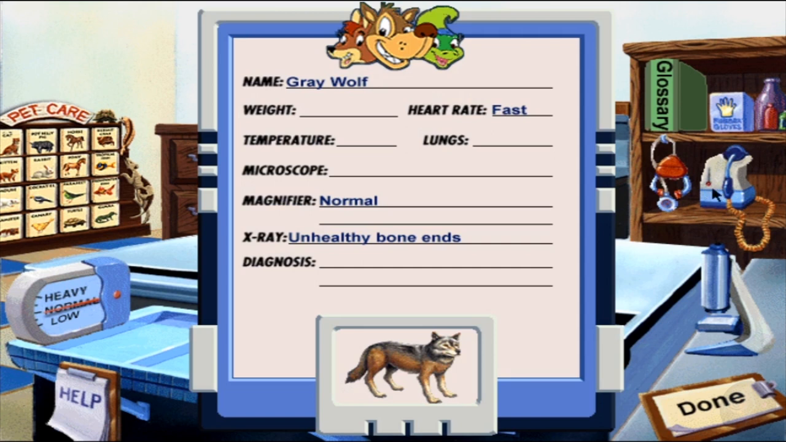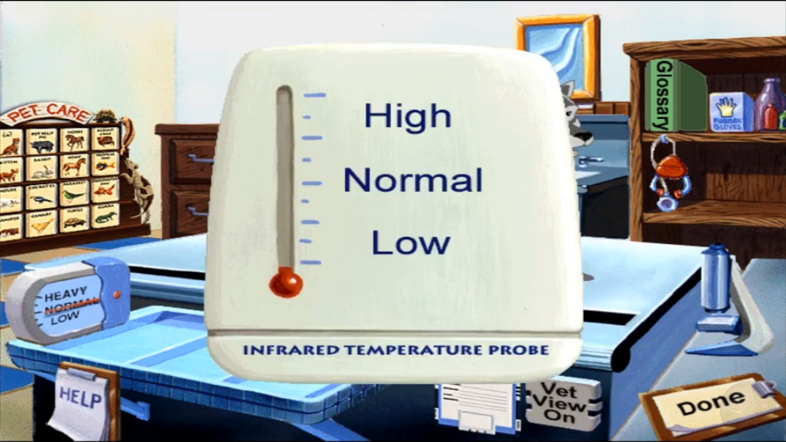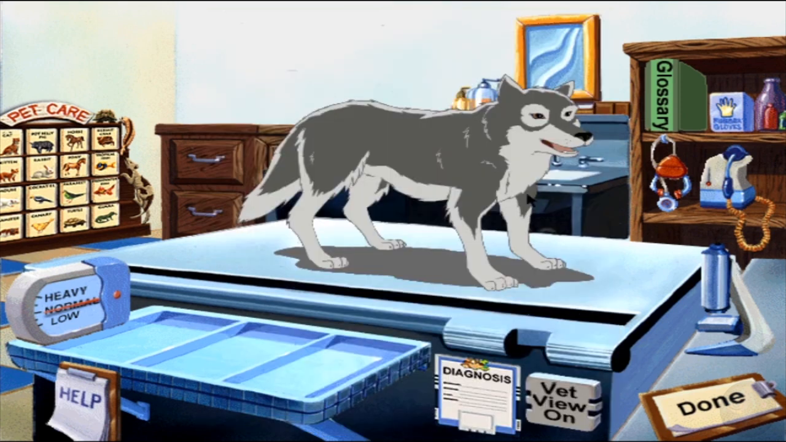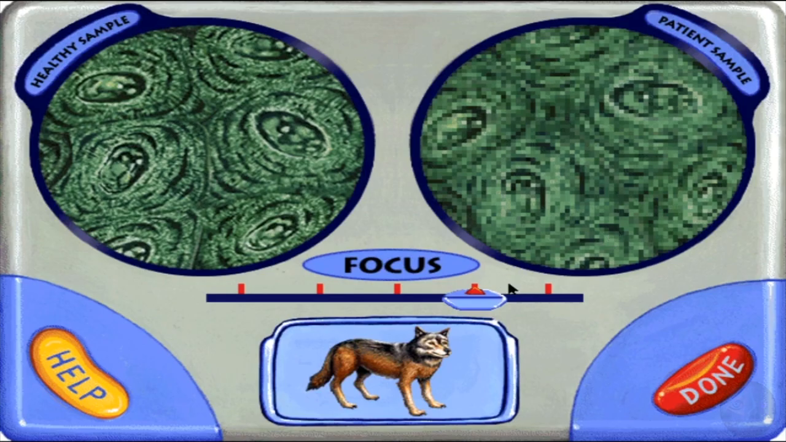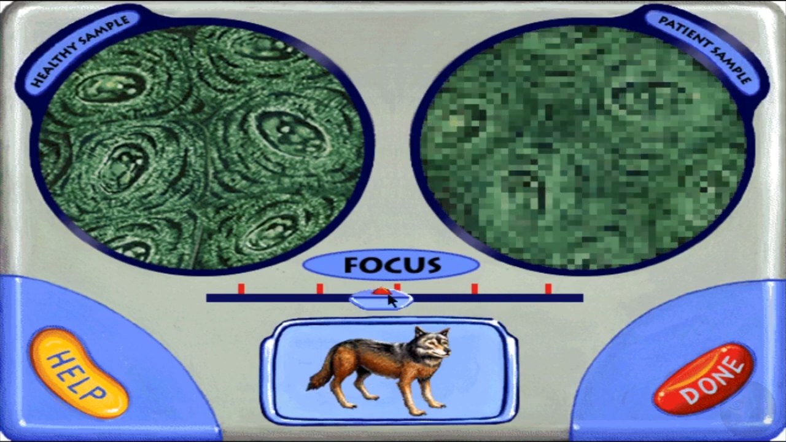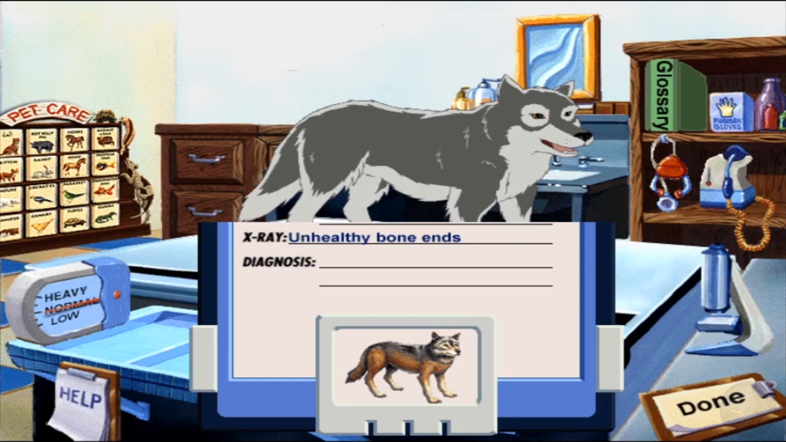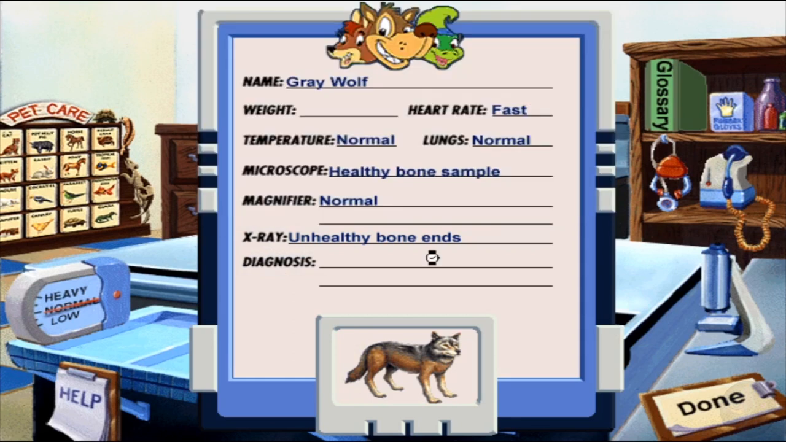The animal's heart rate is fast. This animal's lungs sound normal. This animal's temperature is normal. Let's examine these gray wolf bone samples. Well, this sample looks healthy. Let's move on to another exam tool. Healthy bone sample.